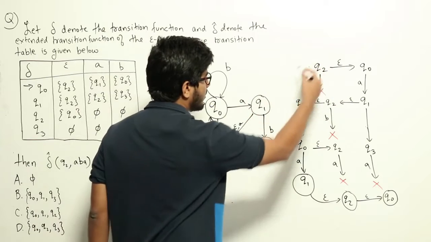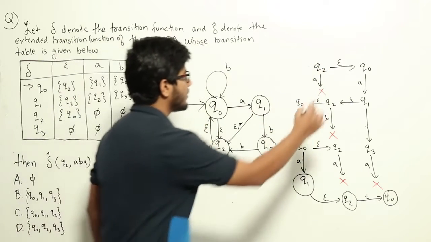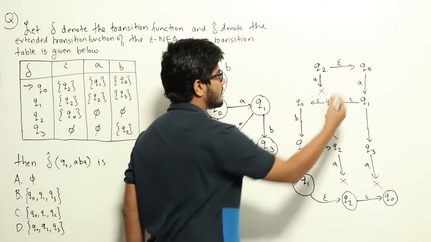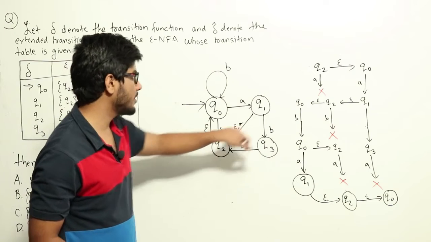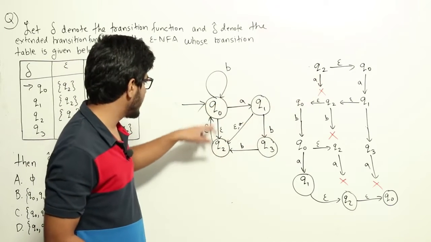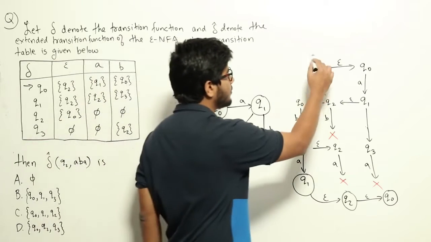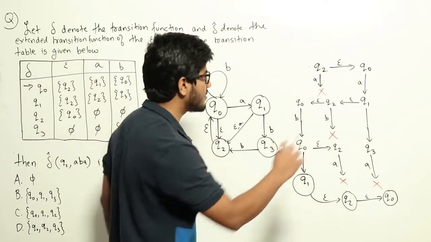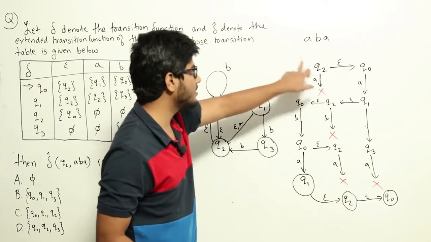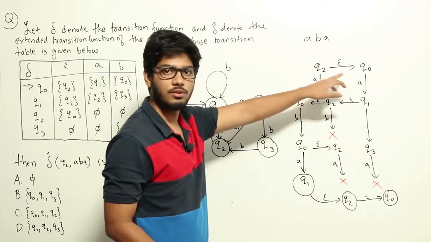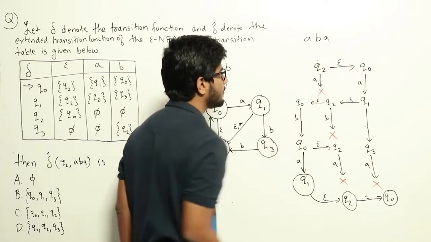Currently we are in state Q2. If you see, on epsilon we can go to Q0 as well, so I will write Q0 here. And on epsilon from Q0 I can go to Q2, but Q2 is already there. There are no other states which I can reach using epsilon transition. So if you are at Q2, even before we start seeing the string ABA, we can reach state Q0 from Q2 using the epsilon transition. So simultaneously we can be in states Q2 and Q0.